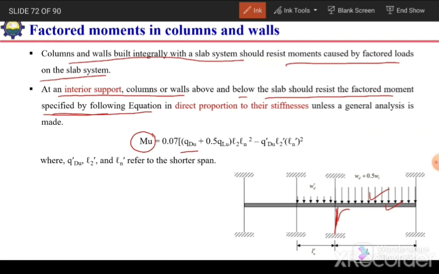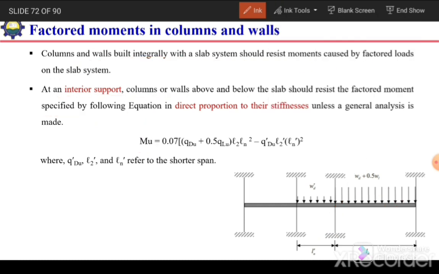Okay, so in this equation, QDU is factored dead load, QLU is factored uniformly distributed live load, and this L2 is the transverse span, and LN is the clear span between the supports, from this support to this support, clear span. And Q dash is again factored dead load, but for the shorter panel. Actually, when we calculate this unbalanced moment, we consider that on the longer span, there acts dead load plus half of the live load. But on the shorter span, there acts only dead load. So for the shorter span, the load will be denoted by the dash value. So Q dash is the dead load acting on the shorter span. L2 is the width of the shorter span. And LN dash is the span of this shorter panel.